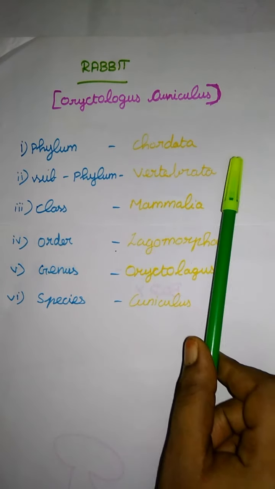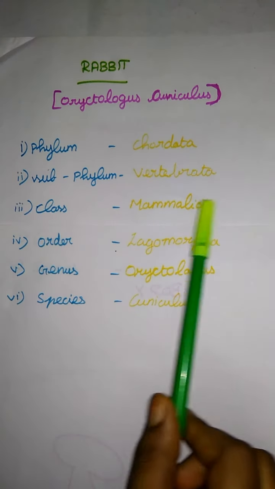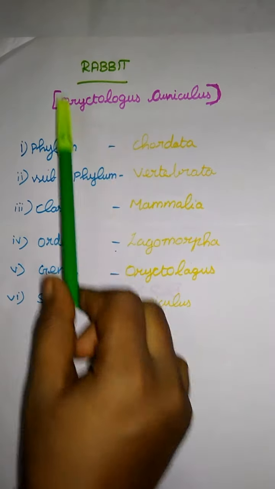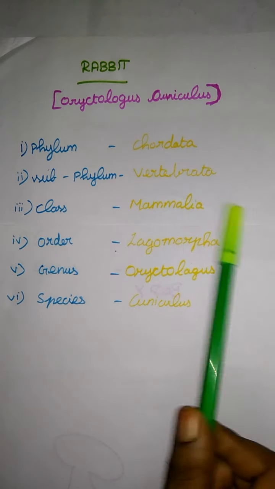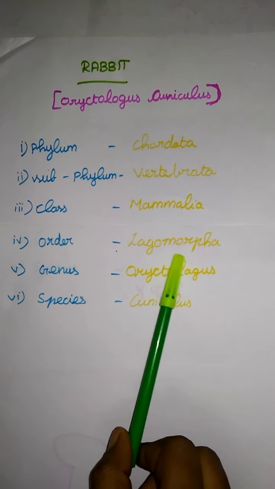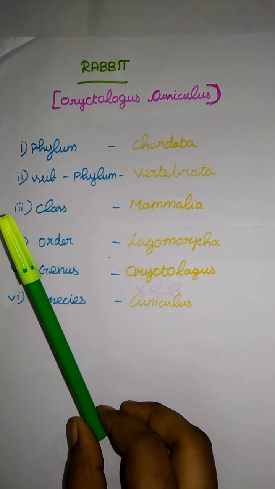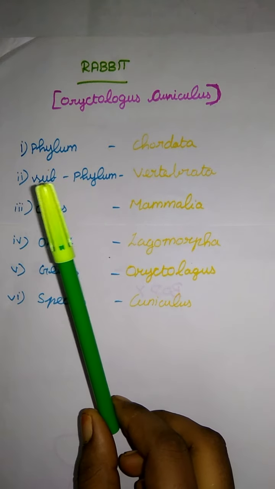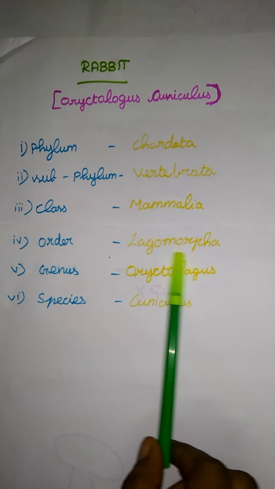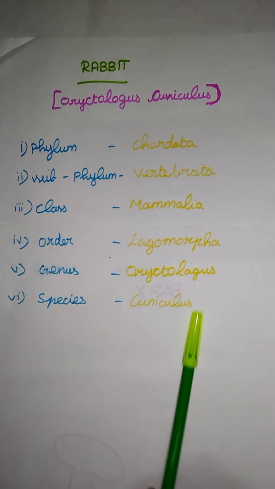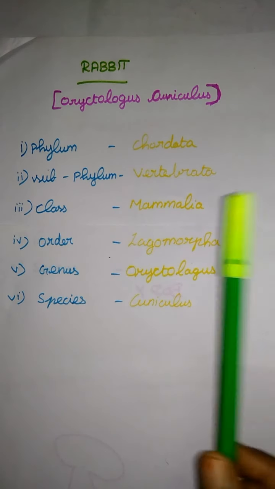Next is the subphylum, that is Vertebrata. And next we have Mammalia, which means the rabbit gives milk to its young ones, so it belongs to the class Mammalia. Next is the order Lagomorpha, which means a very small herbivorous animal living in the terrestrial area. Next is the genus Oryctolagus and the species cuniculus. So that's it for the taxonomical position of a rabbit. Okay, let me move on with our lesson.